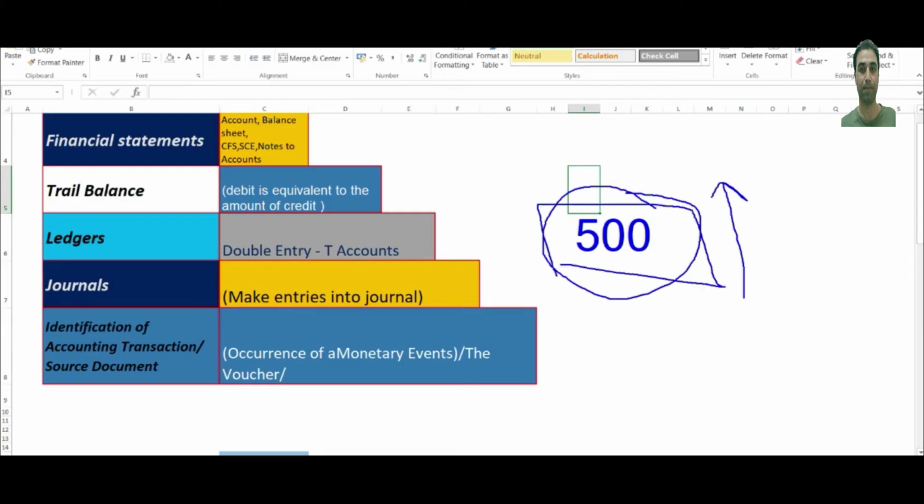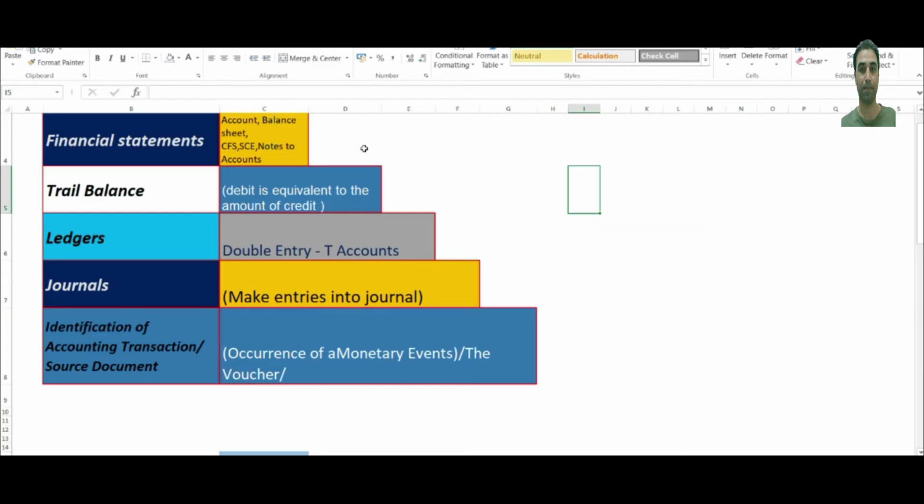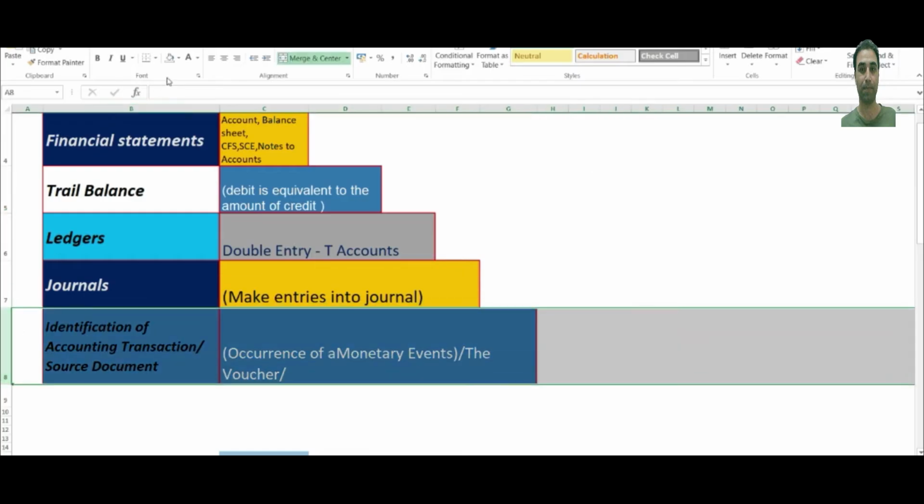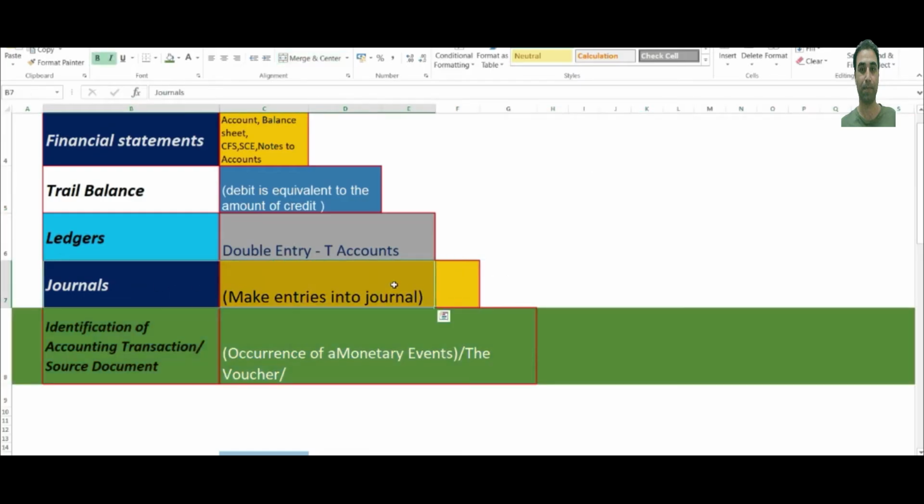How will this 500 move on and on till it reaches the financial statements? This is what we are going to discuss. This is the first step: identification of an accounting transaction from a monetary event that belongs to your business. Once the first step is completed, you move on to the next step. The next step in the flow of an accounting transaction is entering that accounting transaction into your journals.